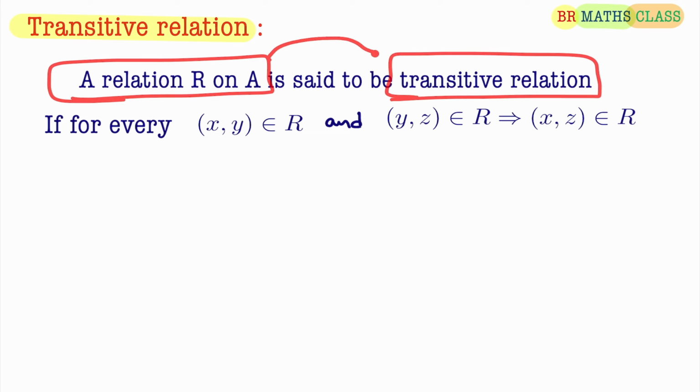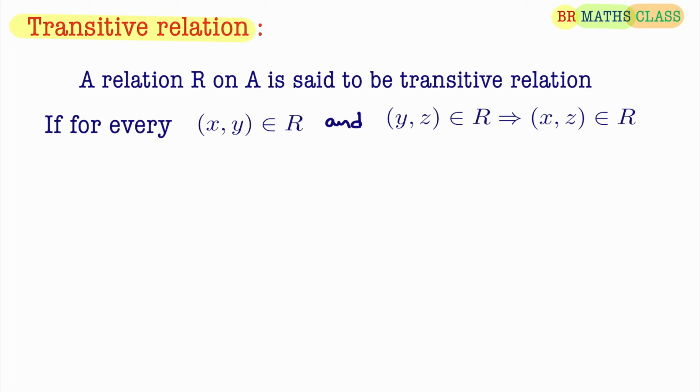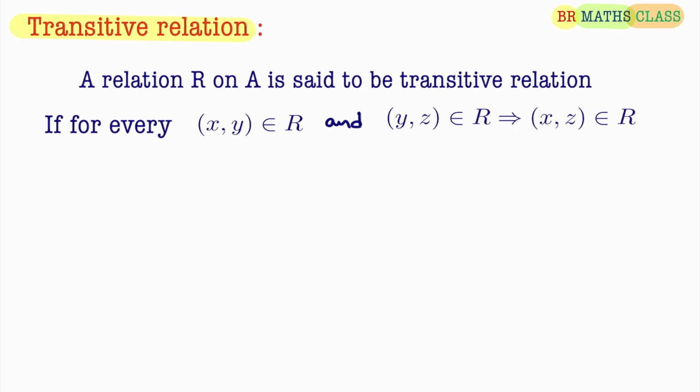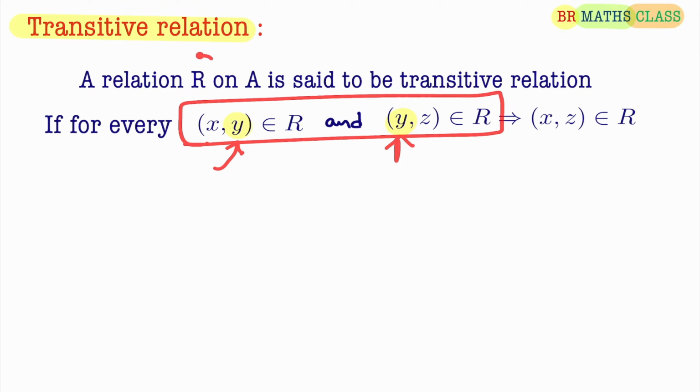A relation R on A is said to be transitive relation for every (x, y) and (y, z) belongs to R. Please observe this part. First, in the given relation, we will check whether (x, y), (y, z) exist in the relation or not. What point do you need to observe? The first ordered pair ends with y, the second ordered pair starts with y. Such type of ordered pair we'll identify in the relation.